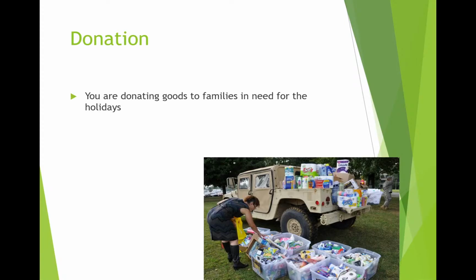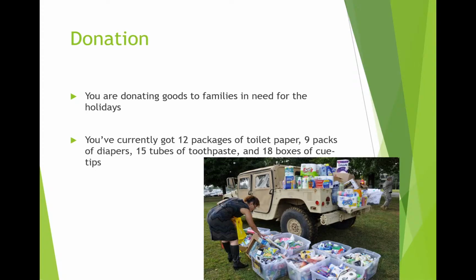Donation. You're donating goods to families in need for the holidays. Halloween's the holiday. You've currently got 12 packages of toilet paper, 9 packs of diapers, 15 tubes of toothpaste, and 18 boxes of Q-tips. By the way, a lot of the time when we do these drives, people always do canned food, which is important. It's good to give canned food to these drives. But people often ignore things like toiletries that are really important for folks in need, so they sometimes don't get donated enough. If you have any of these lying around, think about donating them to the food bank. The food bank can get them distributed.